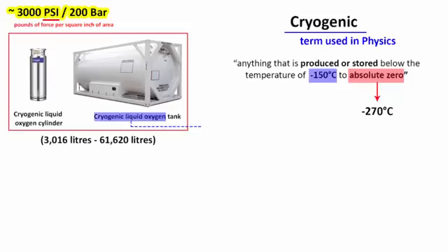Since liquid oxygen is formed at minus 185 to minus 182, that is why these large oxygen tanks are named as cryogenic oxygen tanks.